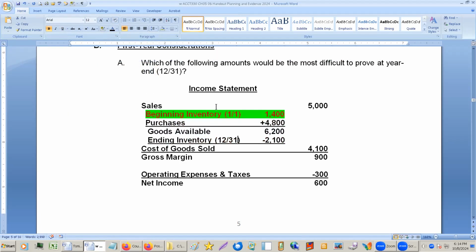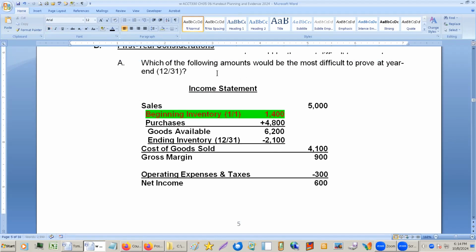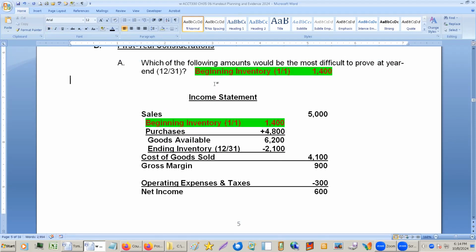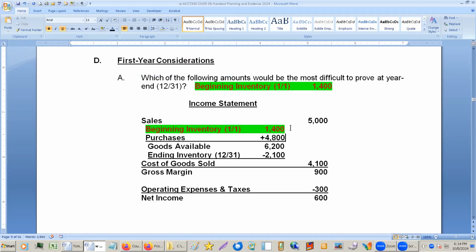The beginning inventory is going to be the difficult one, because unless you were here the previous year, you're not going to be able to get this. You can't jump in the time machine and go back and take the year-end inventory. So the beginning inventory is going to be the most difficult one.